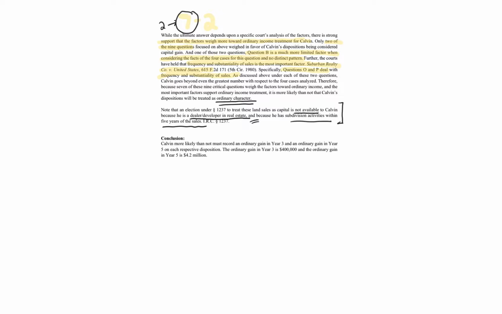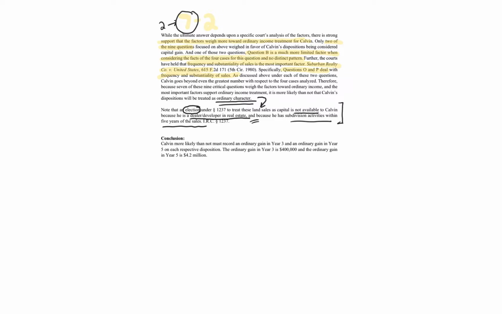If you were able to elect under section 1237, and again, he can't get it here, you could convert this ordinary to capital if you got that section. It's a special rule for dealer developers in certain cases. Congress laid that out because of issues like this, making it a little bit more clear and certainty. But Calvin can't do that because, again, he's a dealer developer and he has subdivision activities. So our conclusion, just very short, Calvin, more likely than not, must record an ordinary gain in year 3 and ordinary gain in year 5 on each respective disposition.